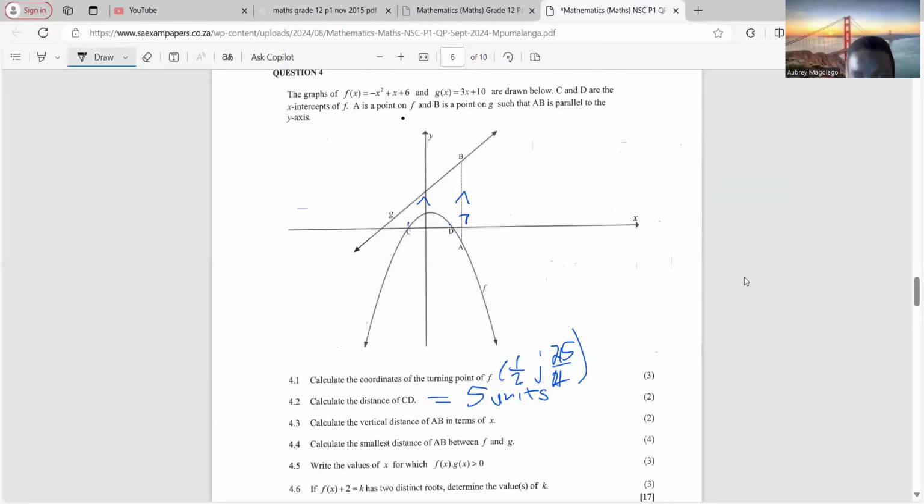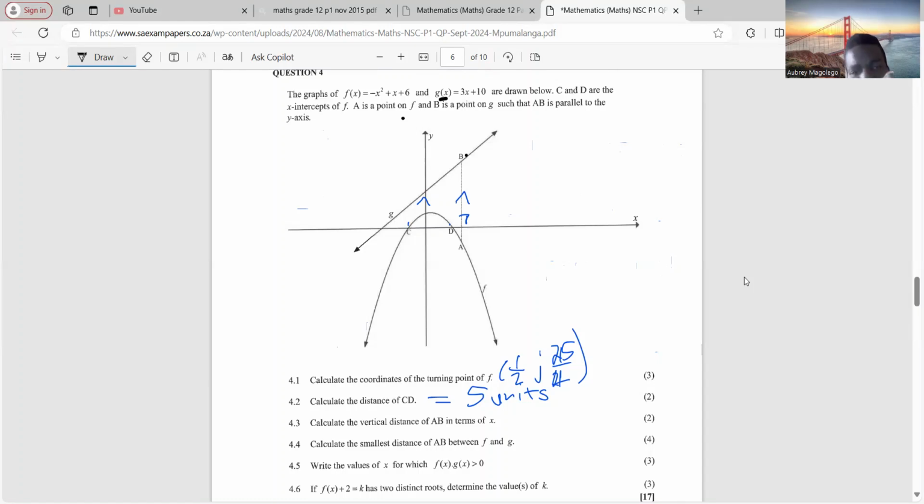The next question says, calculate the vertical distance of AB in terms of x. Obviously, guys, I told you that to calculate the vertical distance, it's going to be y at the top minus y at the bottom. So y at the top is y at B, minus y at A, which is y at the bottom. Therefore, since we don't have the y values, we can write that equation in terms of x. How? We know that y is represented by f of x, or rather by g of x.